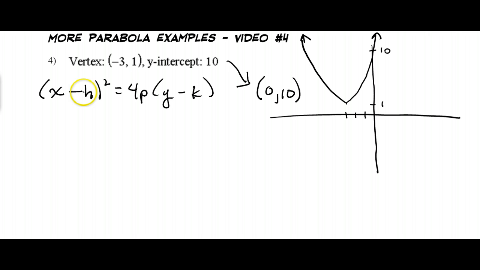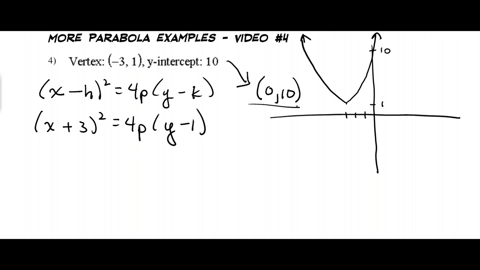So vertex hk, so we can substitute in for h and k. So I have x plus 3 squared is equal to 4p times y minus 1. And what we need to do is we need to solve for p. And I have a point over here, our y-intercept, and I'm going to substitute in these values for x and y. So I'm going to plug in 0 for x. So I have 0 plus 3 squared is equal to 4p. I'm going to plug in 10 for y. So I have 10 minus 1.